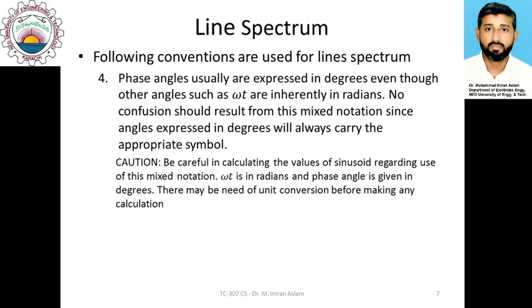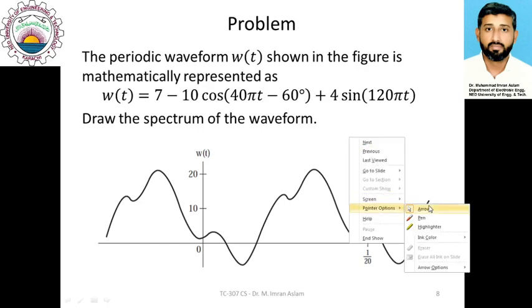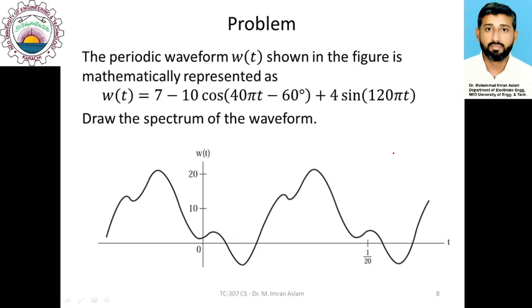So after defining all these conventions, now we are ready to take up a simple example where we try to plot the spectrum for a rather complicated sinusoid or complicated periodic function. Actually, we are given a periodic function which is illustrated in this diagram here. It is represented in time. You can see here is a time domain plot of the function, and it is periodic as apparent from the waveform. It's repeating after a certain period.